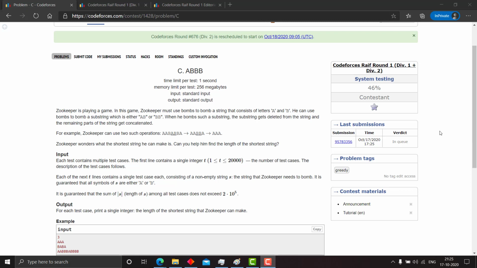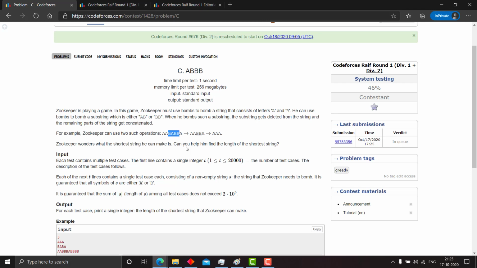So that means if we are given a string, we can remove any part which is AB, or we can remove any part which is BB, and this part is deleted and the rest of the string is concatenated. This part is important because, in this case, suppose I remove AB, then this AA is concatenated, and suppose I remove this AB, then I can remove this BB also.